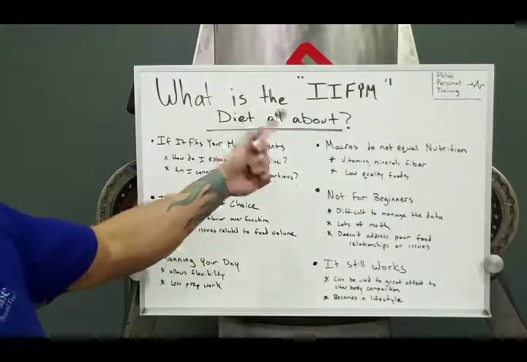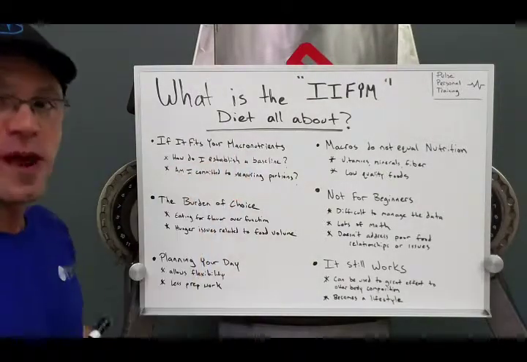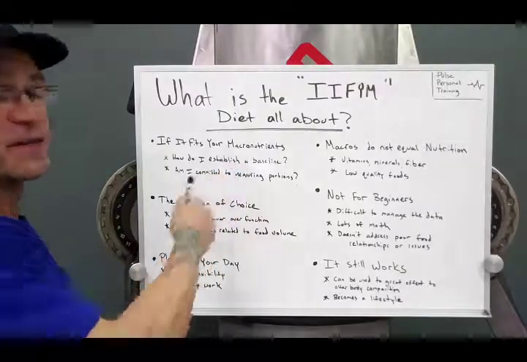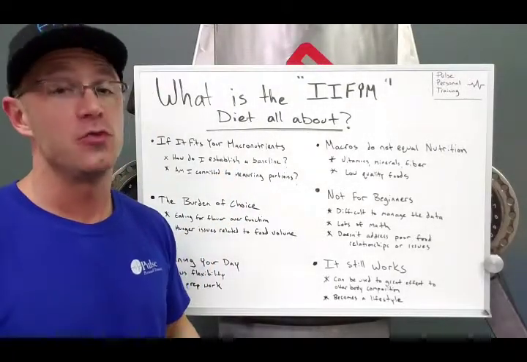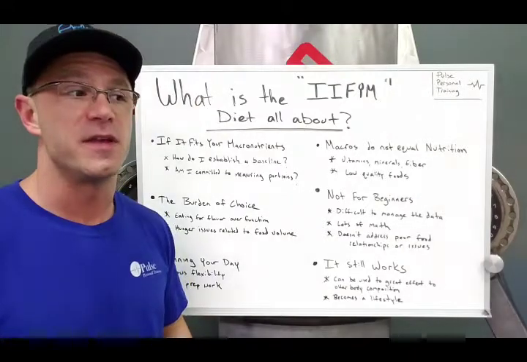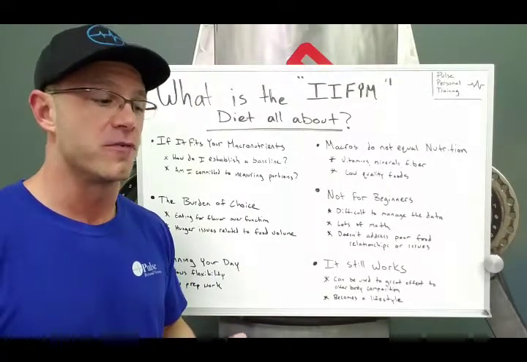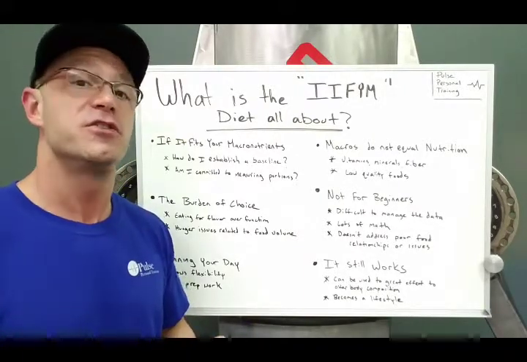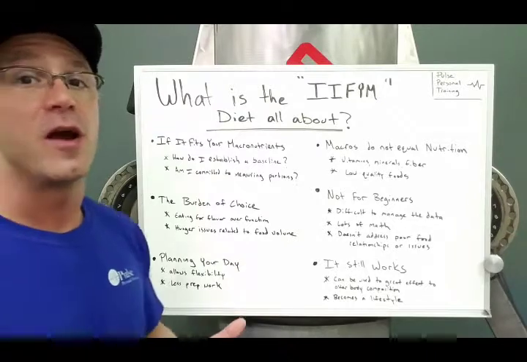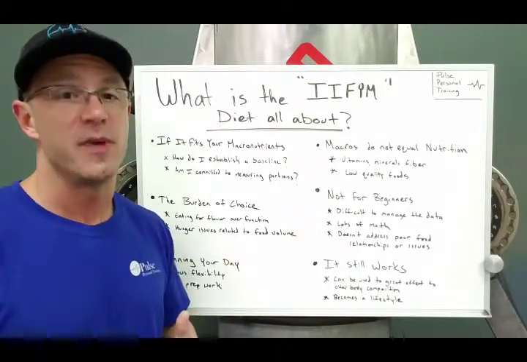So what is IIFYM all about? If it fits your macronutrients, how do I establish a baseline? That's the thing. With an IIFYM approach, you better have a good baseline, and that means you need to know your daily caloric needs in terms of the number for your base metabolic rate, your BMR. How many calories does it take for your body just to exist every day? And then you need to figure out on top of that how much activity is costing you calories and how to make up the difference for that.